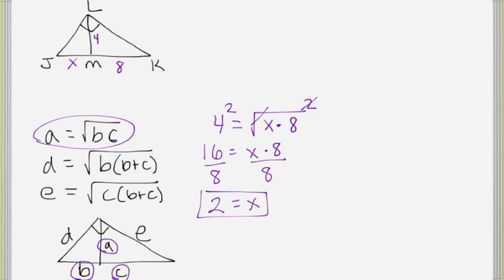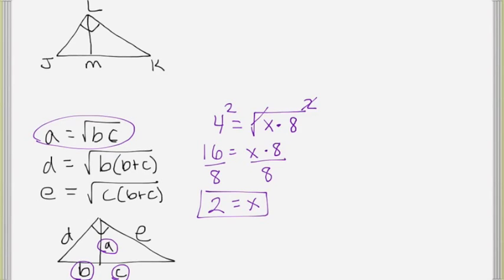Why did you square 4? To get rid of the square root. Whatever you do to one side, you must do to both sides. So if I wanted to get rid of the square root by squaring, I have to square both sides.